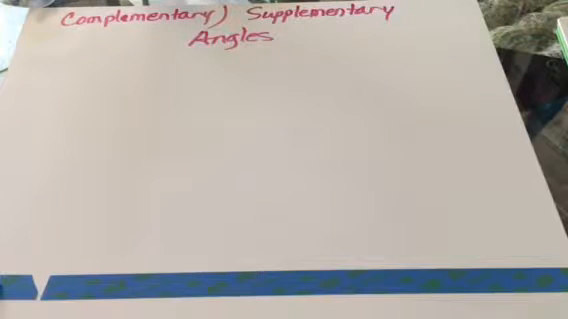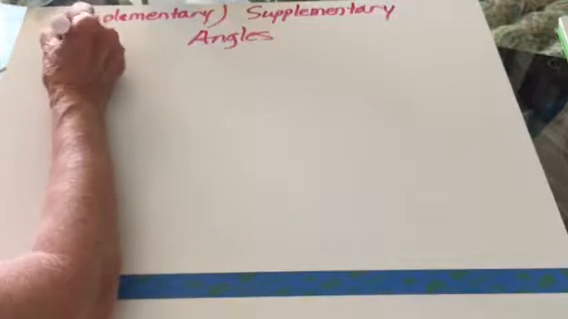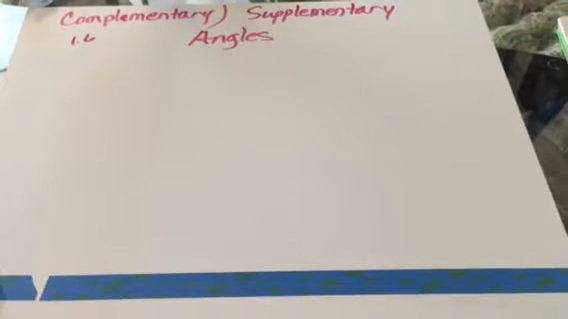In this video, we're going to discuss complementary and supplementary angles. And this is section 1.6 in your book. Guys, I cannot stress enough how much you have to memorize these two things. There are certain things in geometry that you have to know. You have to know vertical angles. You have to know supplementary and complementary.